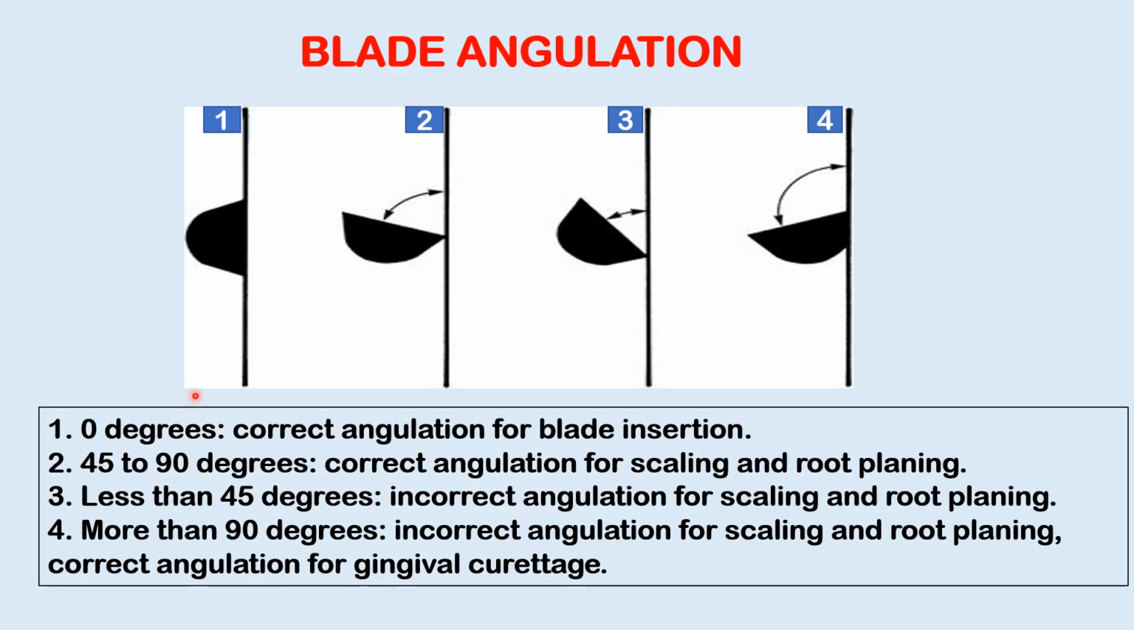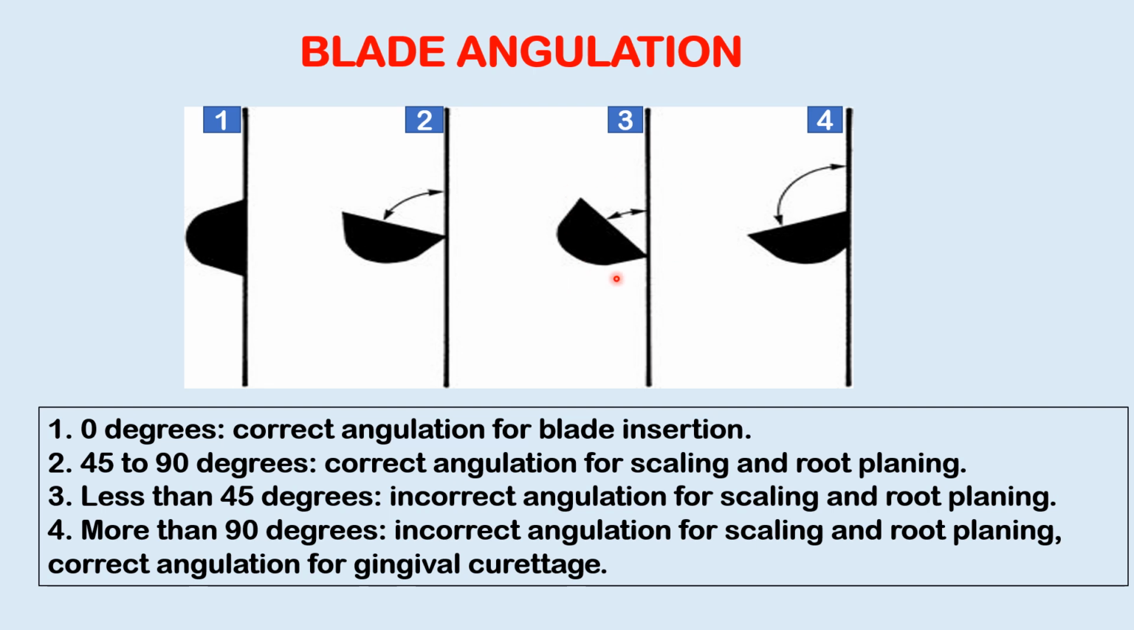So let's look at the diagram of blade angulation. The first one is 0 degrees. It is considered to be a correct angulation for blade insertion. Second one is 45 to 90 degrees. It is considered to be correct angulation for scaling and root planing. In this, the blade can effectively remove the calculus.